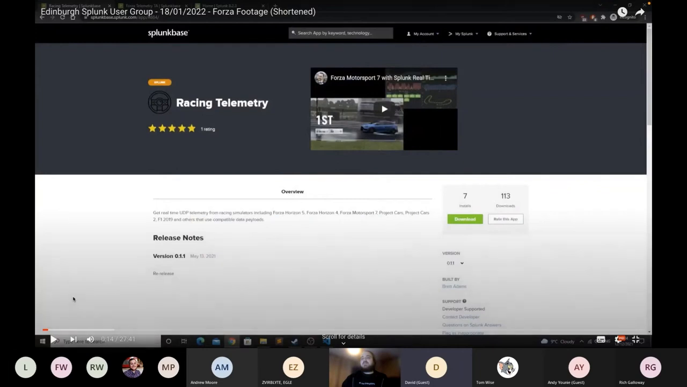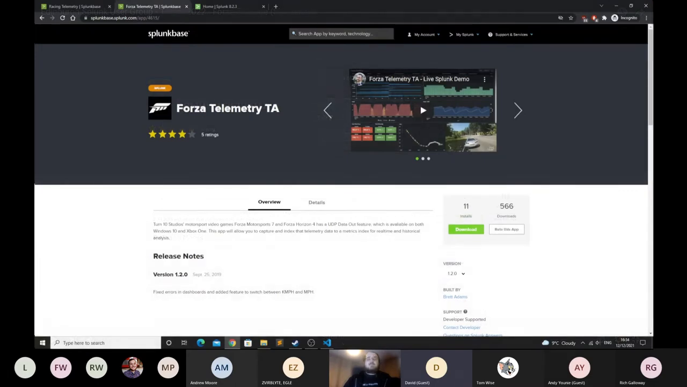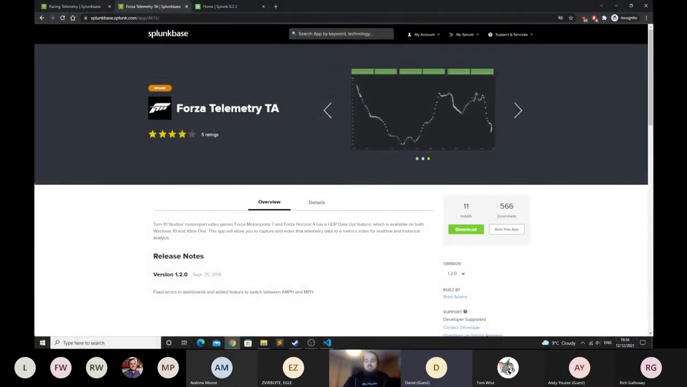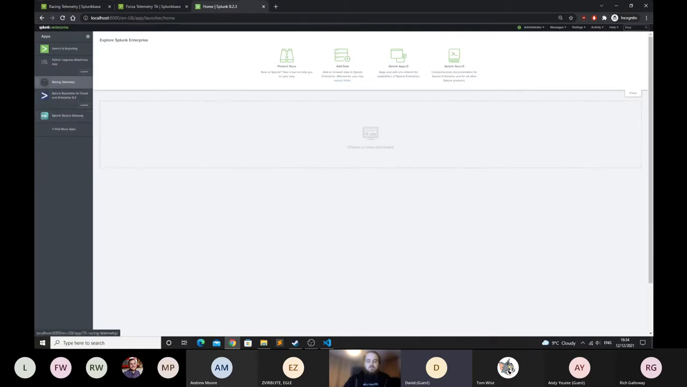Installing the app couldn't be simpler. It's Racing Telemetry TA by Brett Adams. Brett Adams has actually done a similar app for Forza in the past, but with this new release, it has compatibility for a number of other racing simulators like Horizon 5, Project Cars 1 and 2, and F1 2019. Pretty much anything that uses UDP telemetry from a car output, which has similar payloads, should be accepted by this TA. So you just download it normally and install it into Splunk, which I did a while ago.